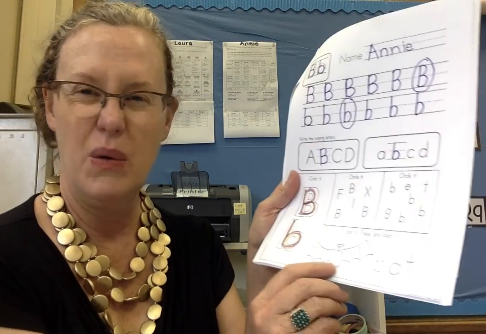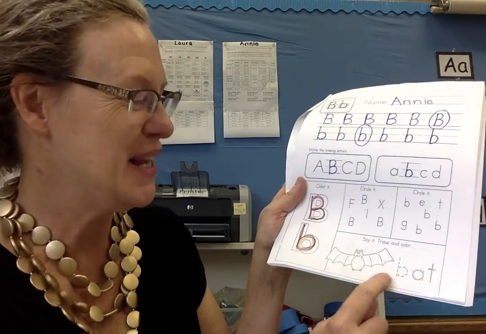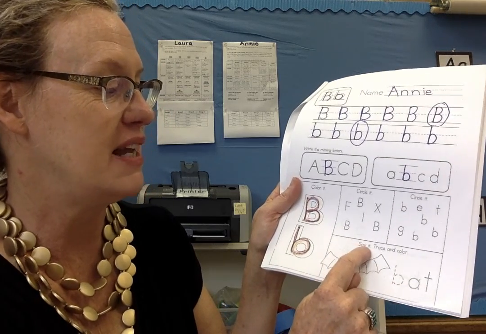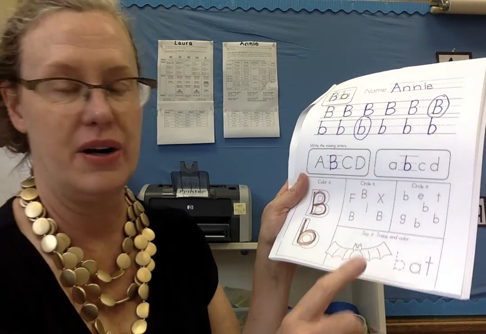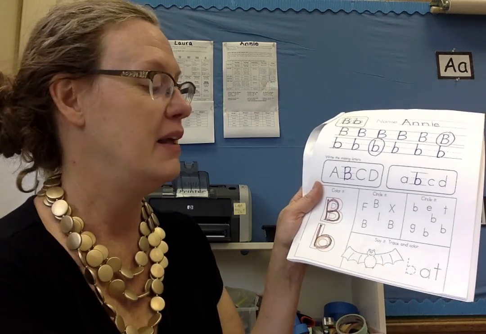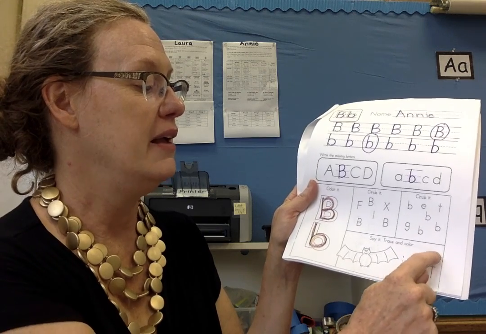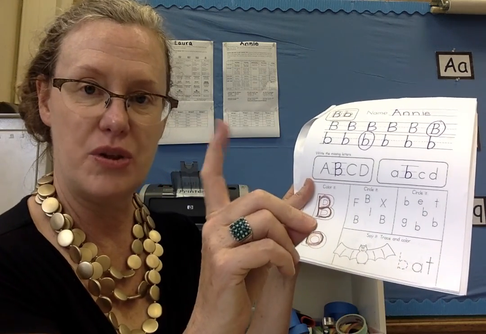Okay. While we have our colors out, we could skip down to the bat. Oh, I said it. B-at. You knew what it was. B-at. So say it, trace it, and color it. So when it says say it, you just say the word, bat. And then you trace it. B, A, T. You can just trace it with your finger.